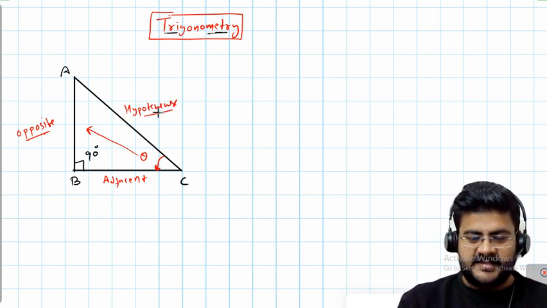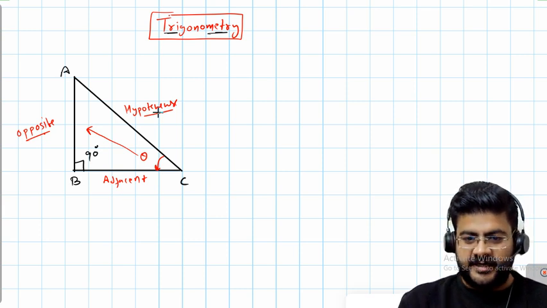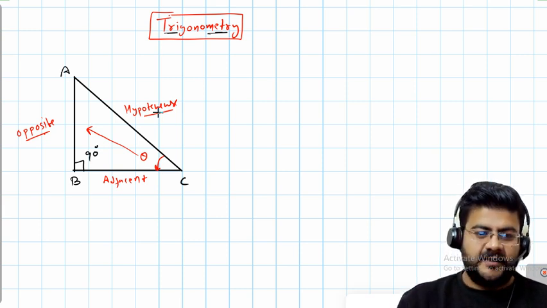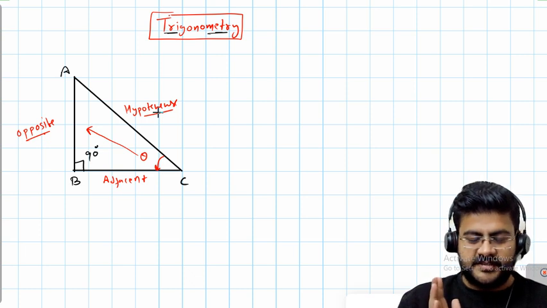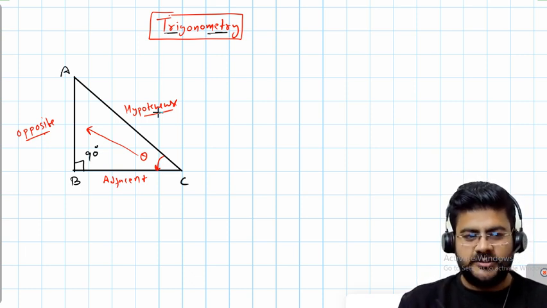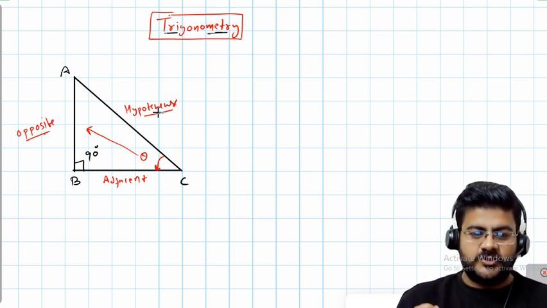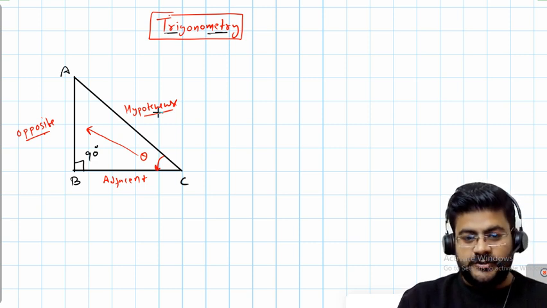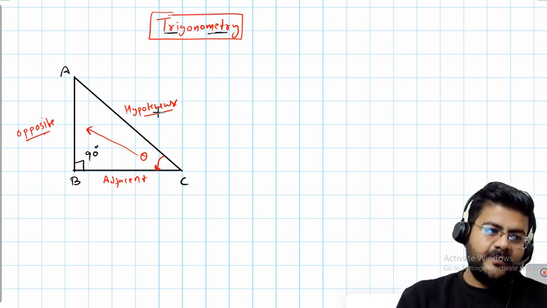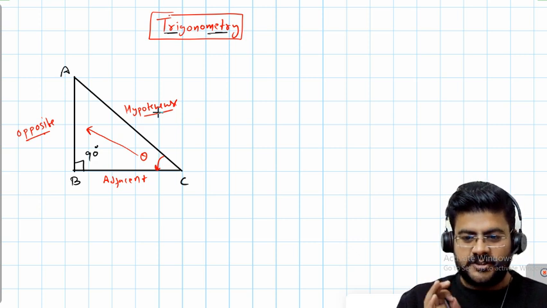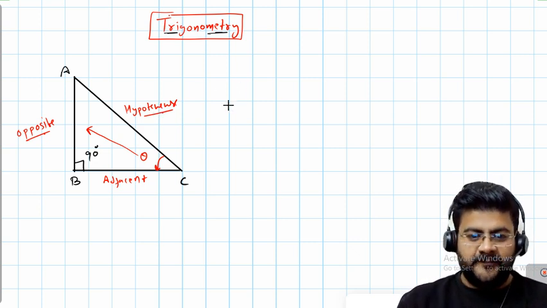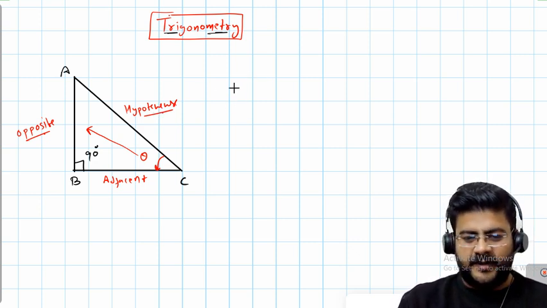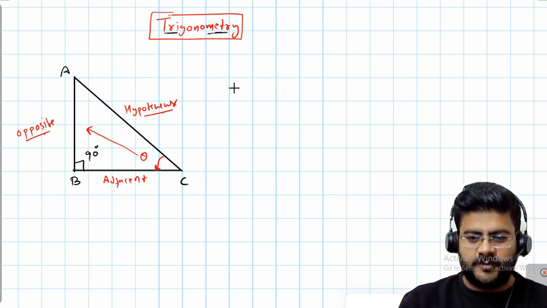As I told you, we're going to see the relation between the sides and the angle measures in the right angle triangle, and that whole study is known as trigonometry. We're going to see how the ratios of the sides are connected with the angles. So let's talk about that. First of all, there are basically three trigonometric ratios.